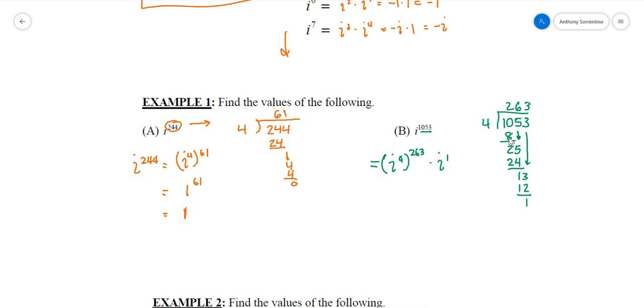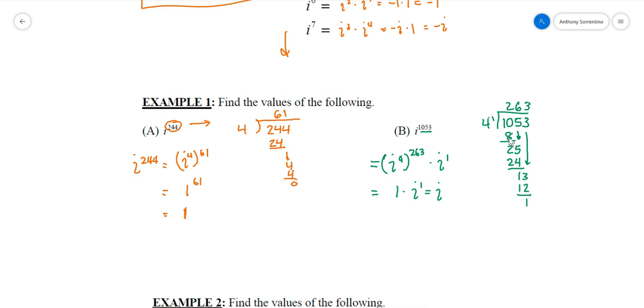That means I have 263 i to the 4ths, that's the division by 4, and then I'm going to have another times i, because remember when I multiply powers of the same base, I add the exponents. When I take a power of a power, I multiply them. So 4 times 263 would give me 1052. So i to the 1052 times i to the 1st would give me the 1053. Well, again, this is just 1 in here. 1 raised to any power is 1. And i to the 1st is just i.